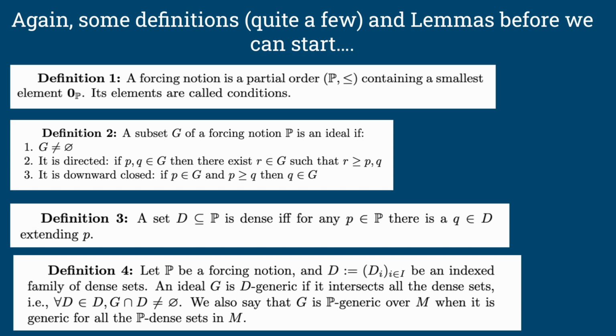And also it is downward closed. So if P is a member of G and P is a stricter condition than Q, then Q is also in G. Basically this property ensures that G contains all conditions that are less constraining than any of its elements.